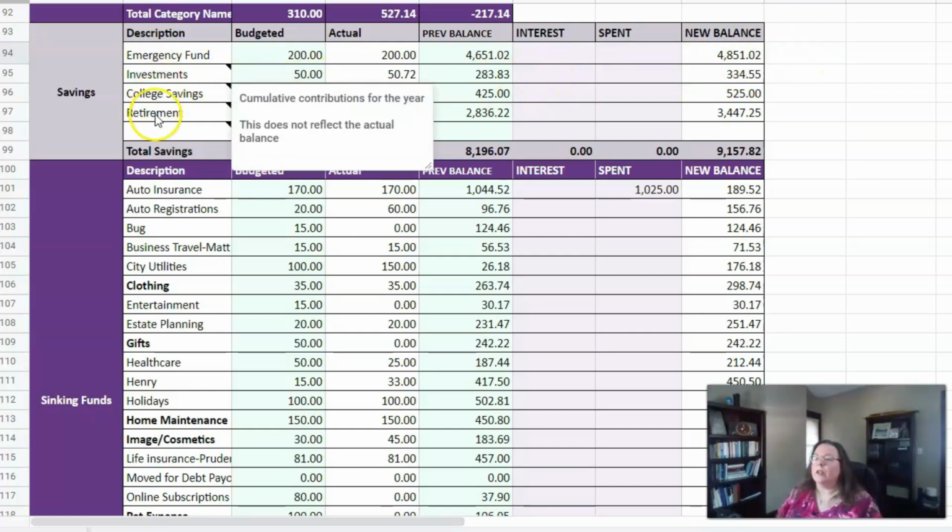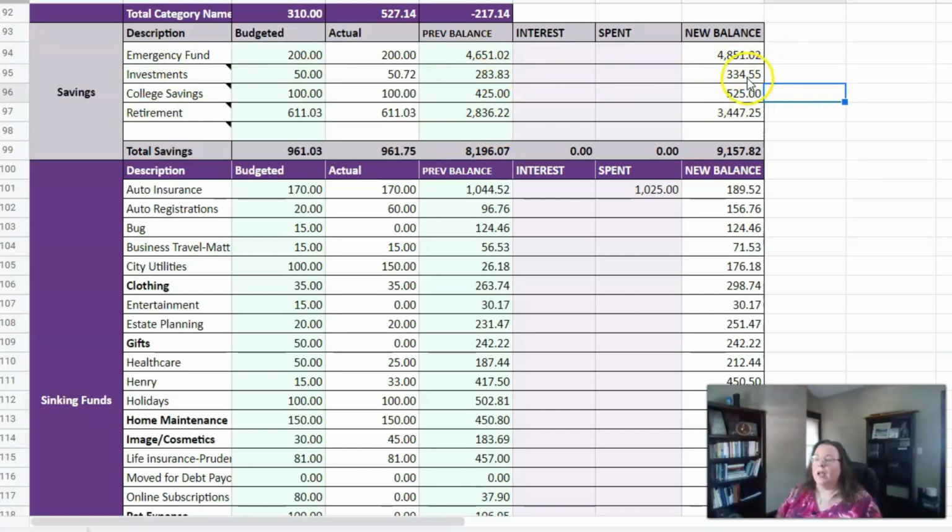The investments, college savings, and retirement, what I do with those is not reflective of the balances at all. What I do with those is I reset them to 0 at the beginning of every calendar year so I can see how much we've put in. So far this year, we've put 334 into investments, 525 into college savings, and 3,447 into retirement. And that doesn't count that I get a match for every dollar that I put in. I get 25 cents from my employer. So that doesn't include that number, which would increase our balance even more.